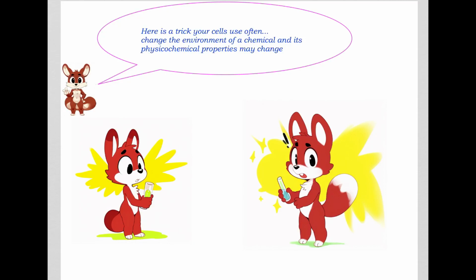Now here's a very important general concept that we see a lot in the human body and in nature in general. So here's a trick that our cells use. If we change the environment of a certain chemical, the same chemical, put it in 2 or 3 different environments, what we may see is the physical-chemical properties of this chemical can change.